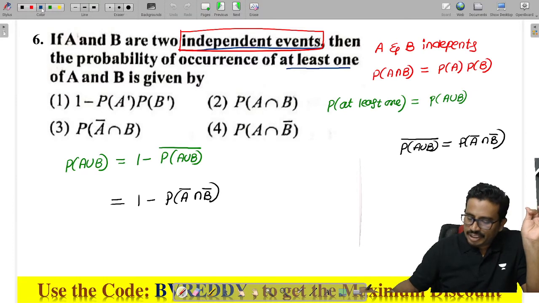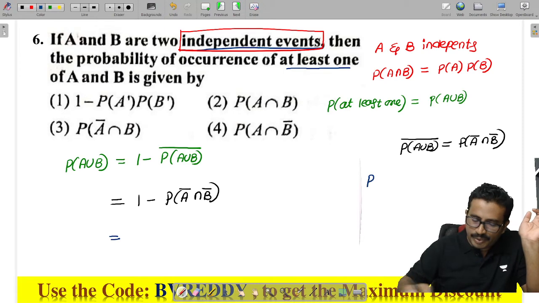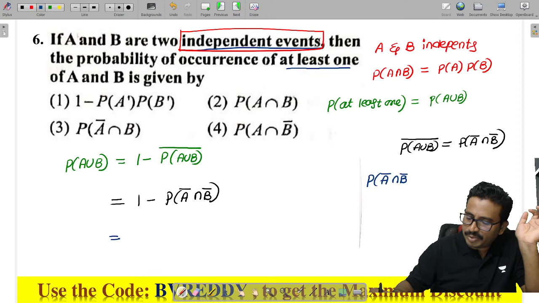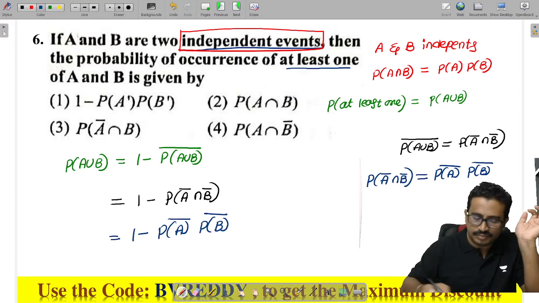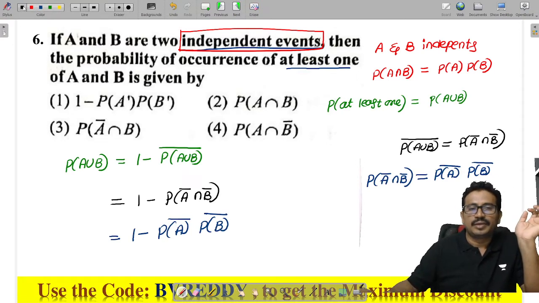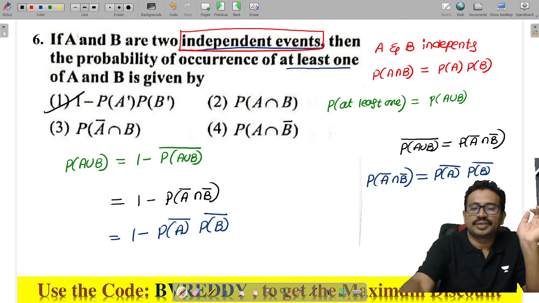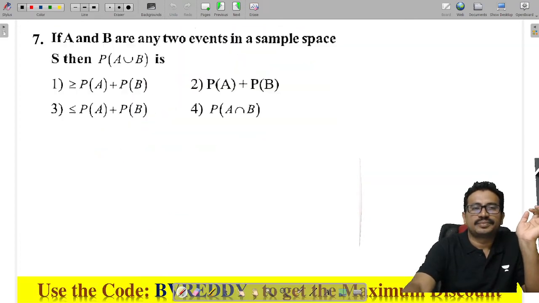So A bar and B bar are independent, so I can write P of A bar intersection B bar as P of A bar into P of B bar. So that is 1 minus P of A bar into P of B bar. So option A.